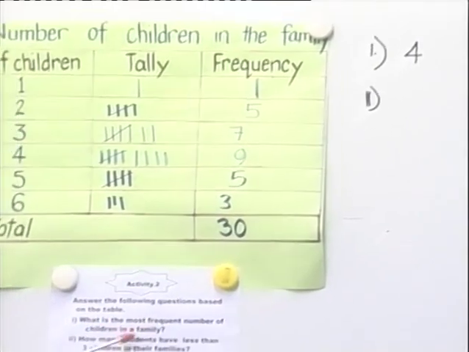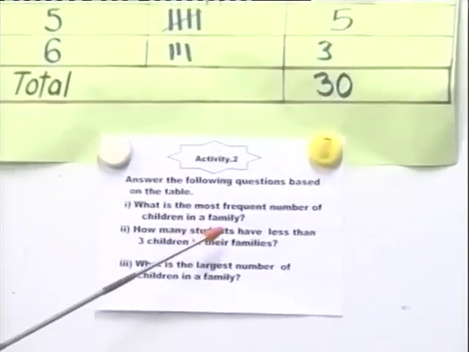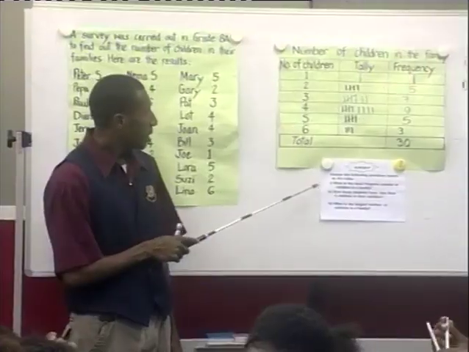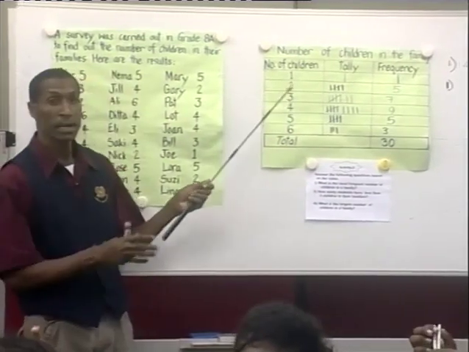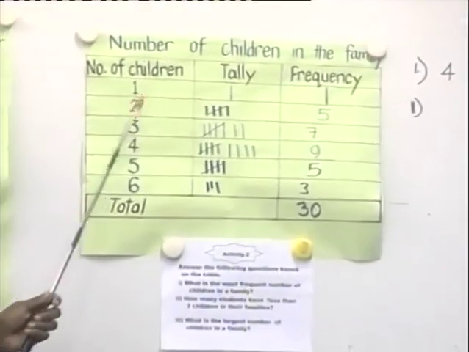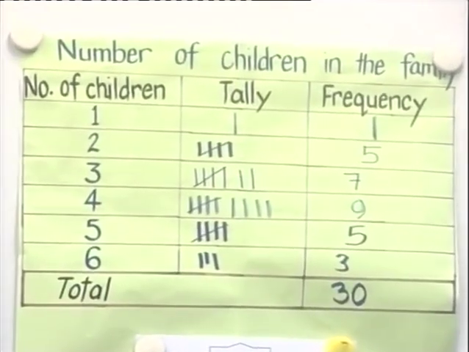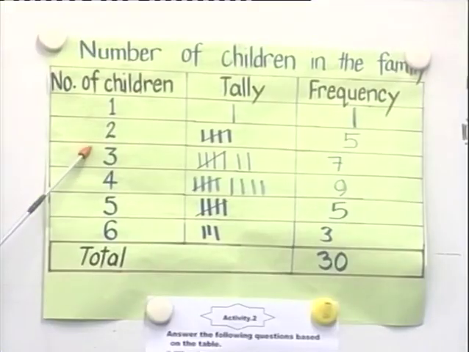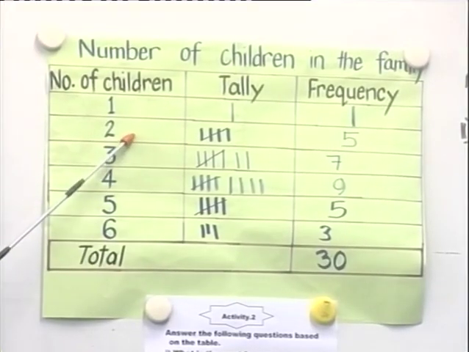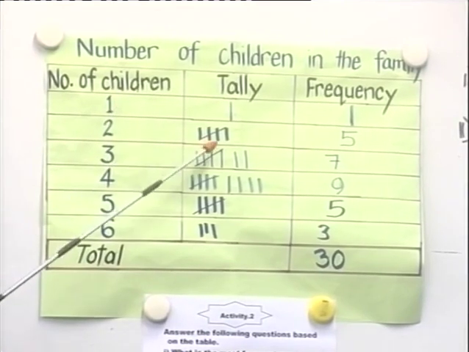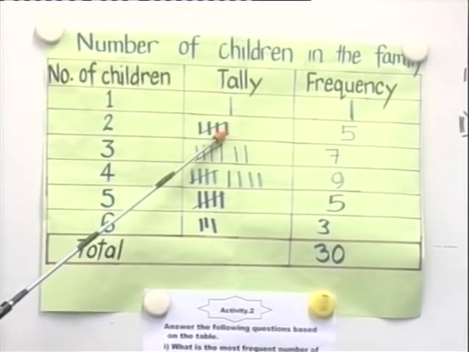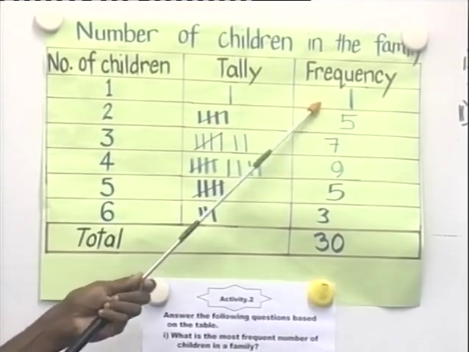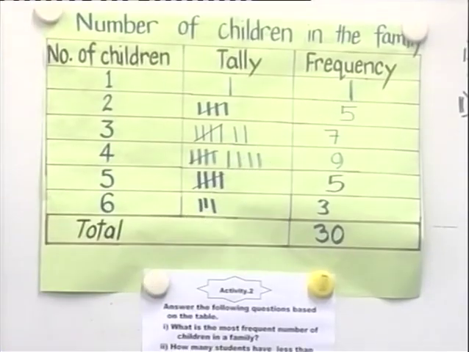Number 2. How many students have less than 3 children in their family? Okay, let us look at the data. The data will tell us how many children in the family have less than 3. So, less than 3, we will look at 2 and 1. So, how many? Count. 1, 2, 3, 4, 5, 6. So, it is 6.